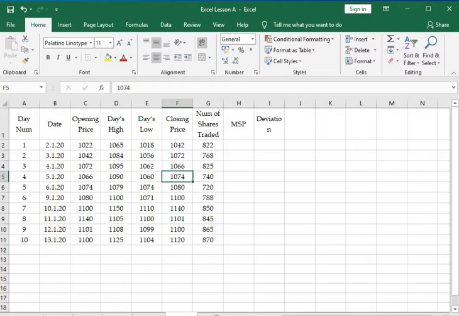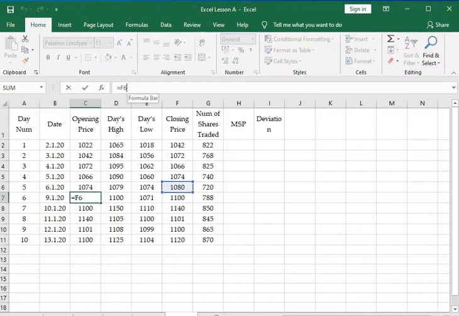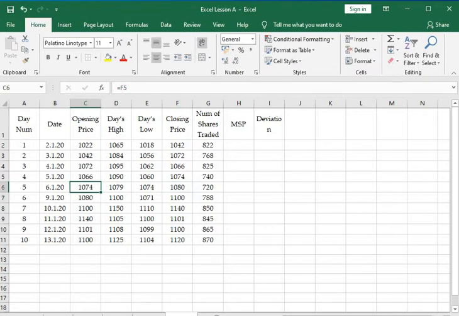In the same way, all these are directly connected to that one. Note this. Here the value is the same as that. If you click on this cell, here also you will find the value same as the previous day's closing. So this is a formula.